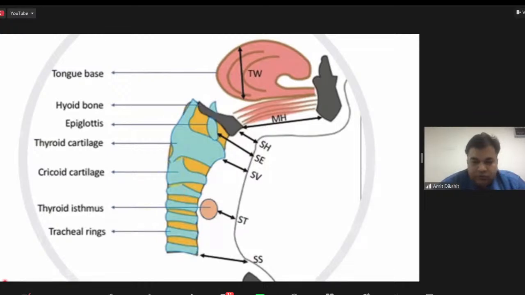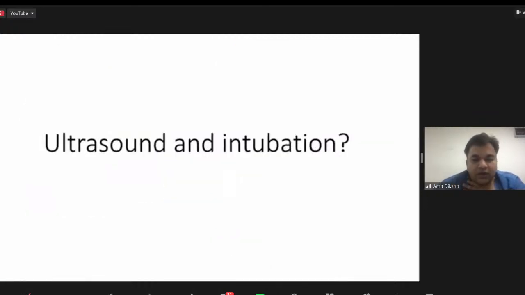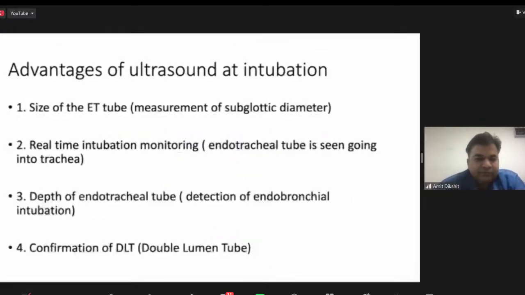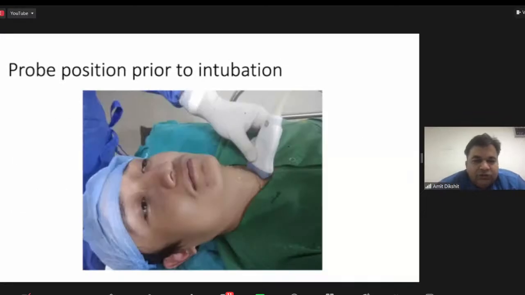All right. So we'll move on to ultrasound and intubation first. What are the advantages at the time of intubation? This is the position where you can park your probe, usually at the level of the C7 vertebra or lower down, where in one go you see the trachea as well as the esophagus.